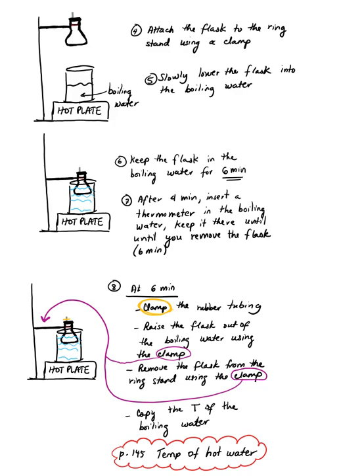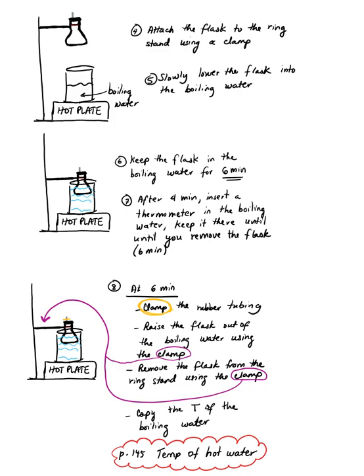With the flask in the boiling water, now you're going to time it for 6 minutes. When the time is at 4 minutes, you're going to put the thermometer inside the boiling water and leave it there. You need to record that temperature. So we're going to wait until the 6 minutes.